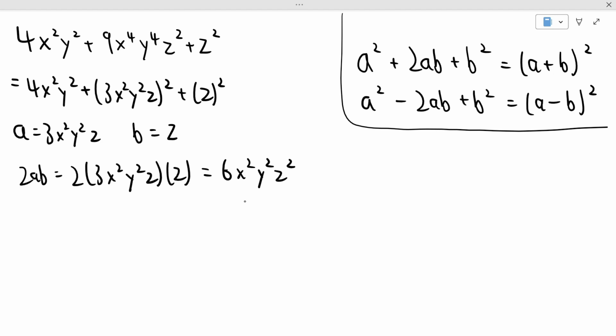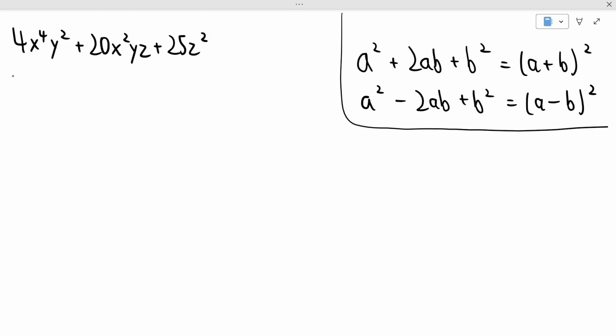We have tried every possible combination of terms to be the square terms, and in each case, the 2ab term didn't match up. So this means the expression cannot be factored using the perfect squares formula. So let's do a few more examples with fewer steps. If we look at the expression, we can see that only the first and third terms are perfect square terms, so we can rewrite 4x to the fourth y squared as 2x squared y all squared, and 25z squared as 5z all squared.